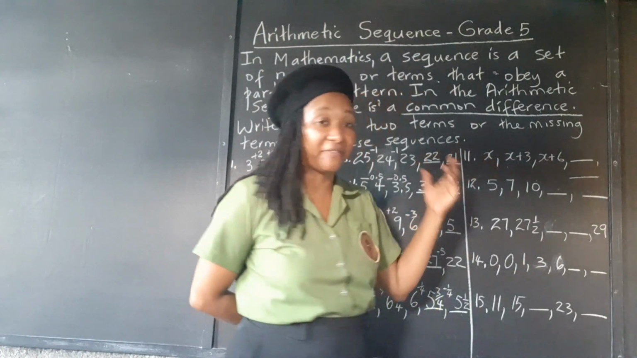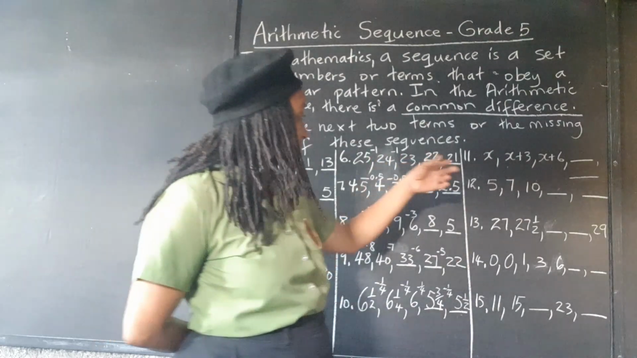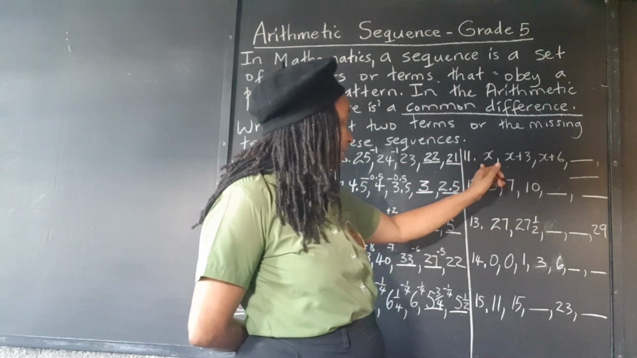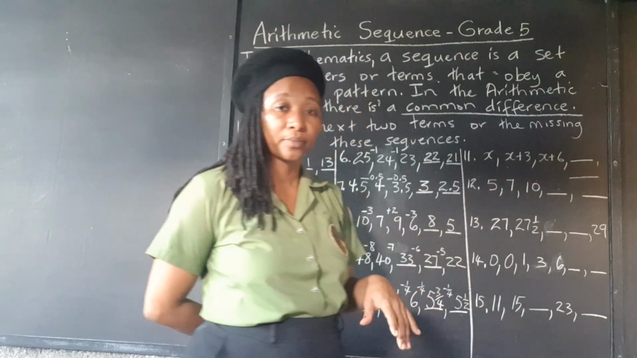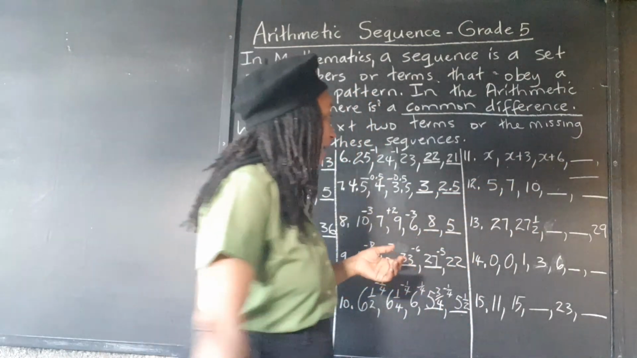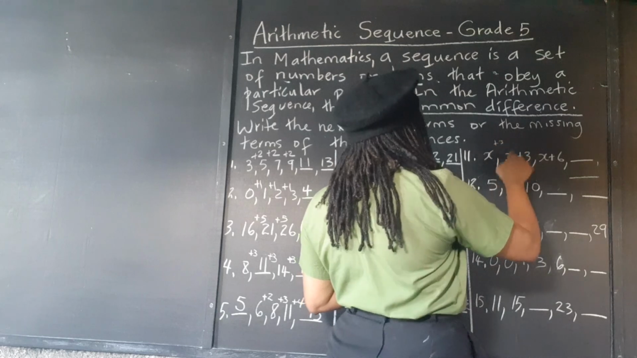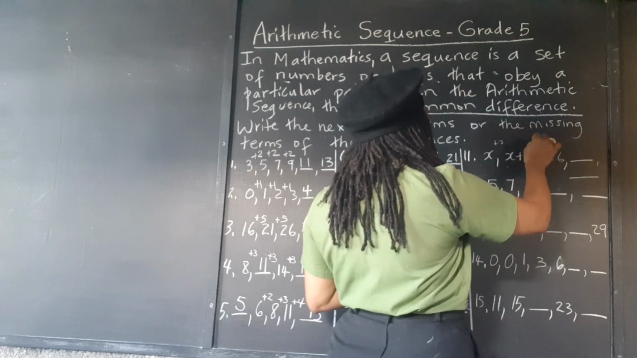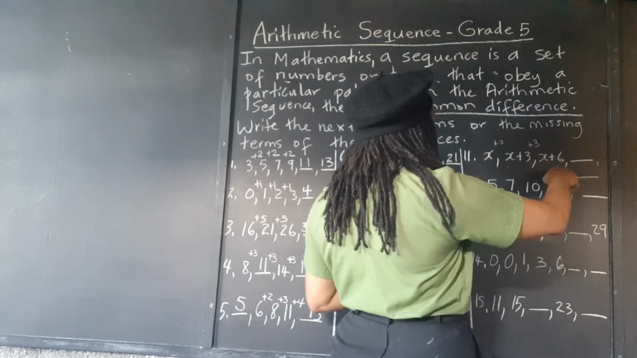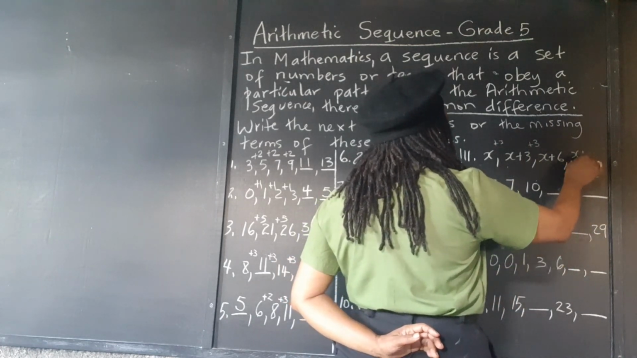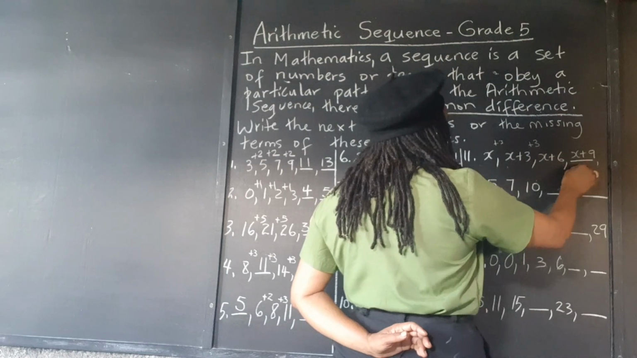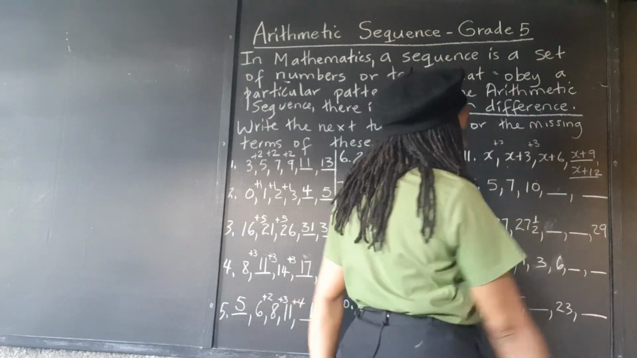Alright, here we have a variable. We have x. So this is x. This is x plus 3. This is x plus 6. They're adding 3 each time. X plus 3 would give x plus 3. X plus 3 plus 3 would give x plus 6. So let's keep adding 3. So this would be x plus 9, and that would be x plus 12.